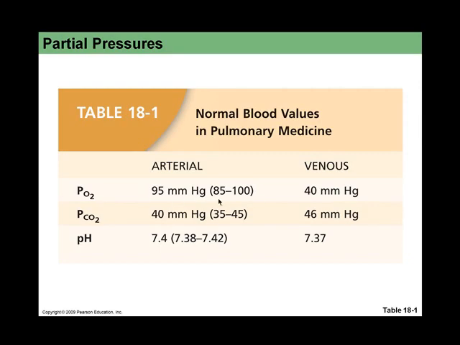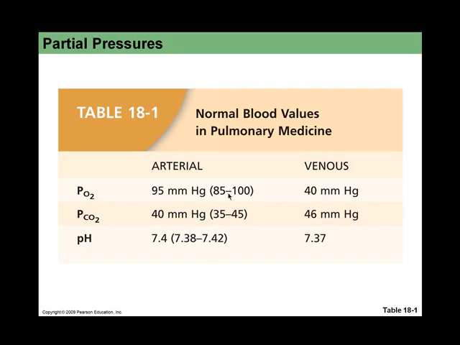And this is all people in the human population, essentially. The venous side, and then just about all animals, it's very close to this too. The venous side PO2 would be 40 millimeters of mercury, and the PCO2 is 40 and 46, as we saw. So the range is 35 to 45 for the arterial side.